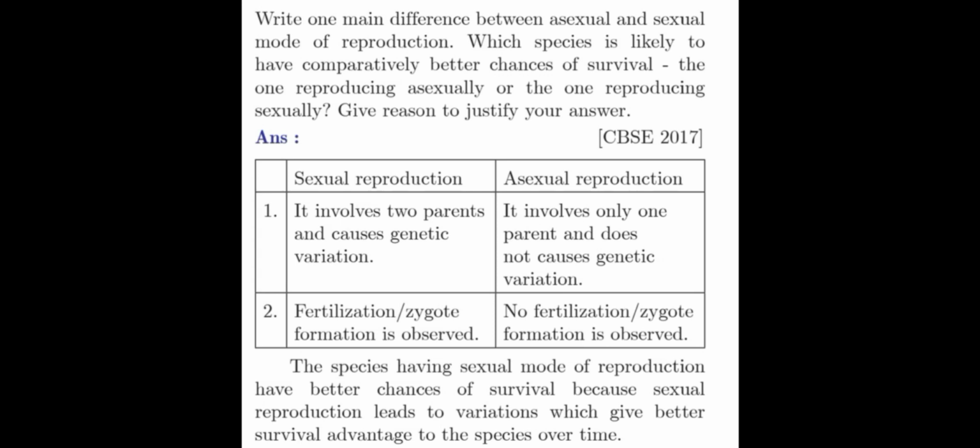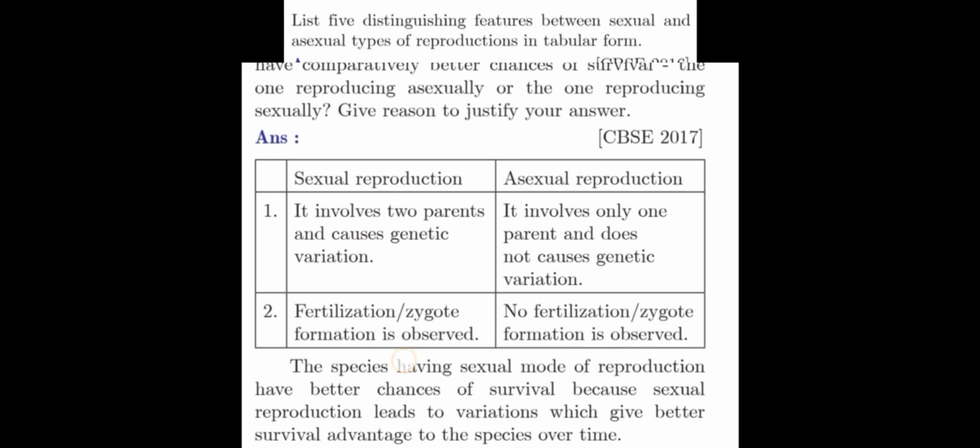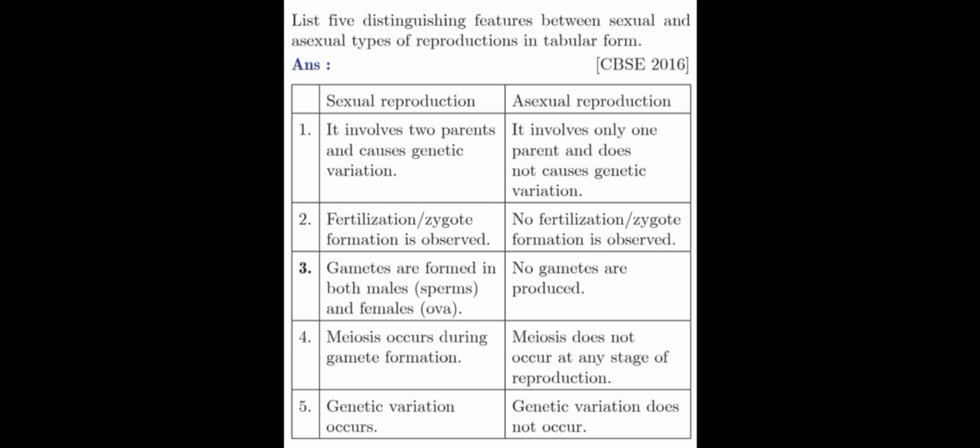The species having sexual mode of reproduction have better chances of survival because sexual reproduction leads to variations which give better survival advantage to the species over time. Question number 6. List 5 distinguishing features between sexual and asexual types of reproduction in tabular form.